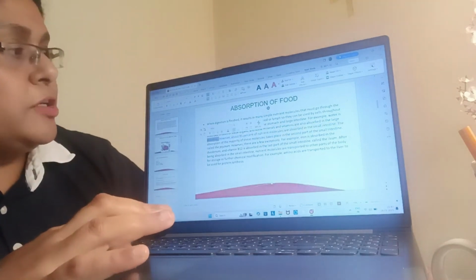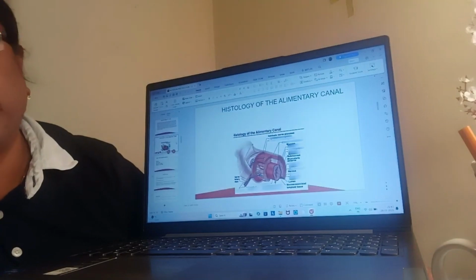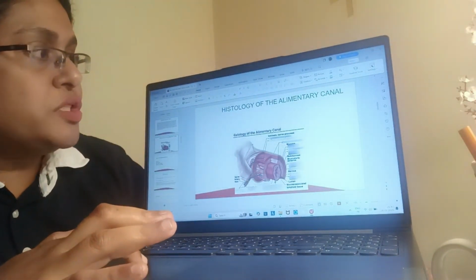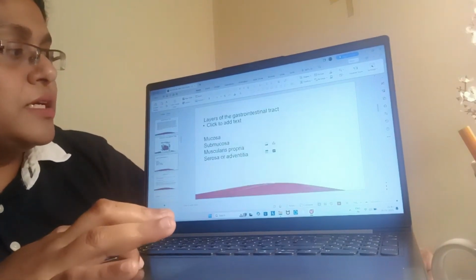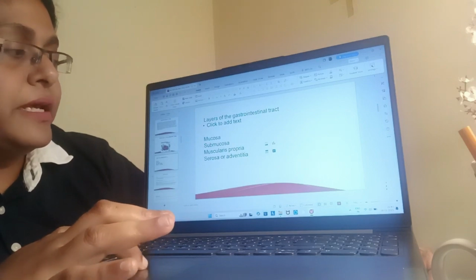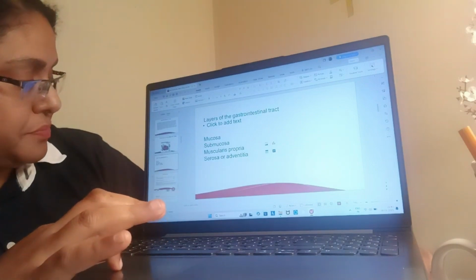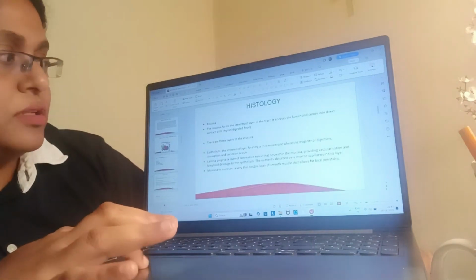Next, we'll talk about the histology of the alimentary canal. This is the diagram which shows the histology of the alimentary canal. We know there is the mucosa layer, submucosa layer, muscularis propria, and serosa or adventitia. We have already discussed all these layers.